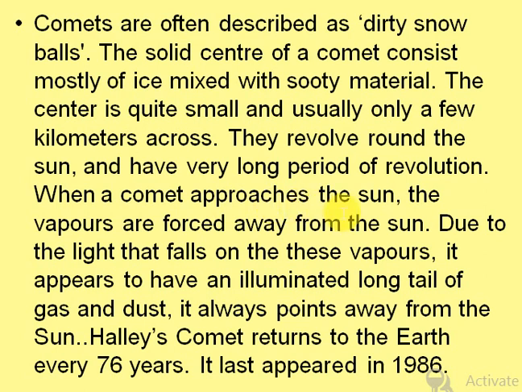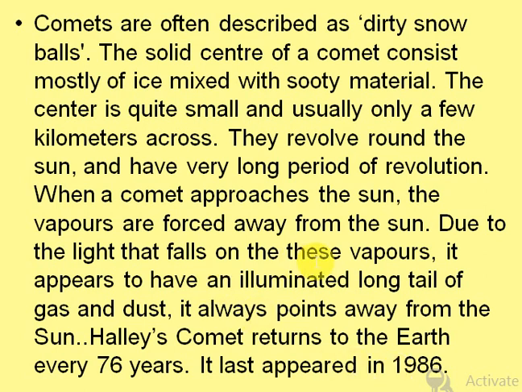When a comet approaches the sun, the vapors are forced away from the sun. Due to the light that falls on these vapors, it appears to have an illuminated long tail of gas and dust. It always points away from the sun. For example, Halley's comet returns to the Earth every 76 years. It last appeared in 1986.